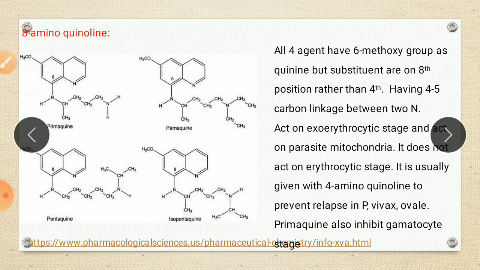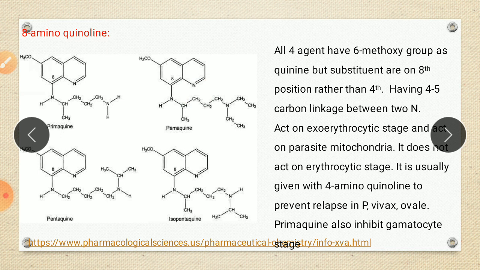Now the next class, that is 8-aminoquinoline. As the name indicates, 8-amino, the amino group is on the 8th position. The previous class is 4-aminoquinoline, where the amino group is on the 4th position. But here there is an amino group on the 8th position of this quinoline ring. So it is an 8-aminoquinoline. Examples are primaquine. This is the structure of primaquine, pamaquine, pentaquine, and isopentaquine. So these are the 4 drugs under the 8-aminoquinolines.